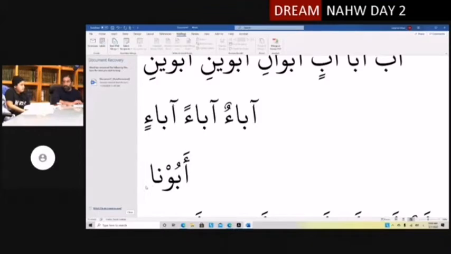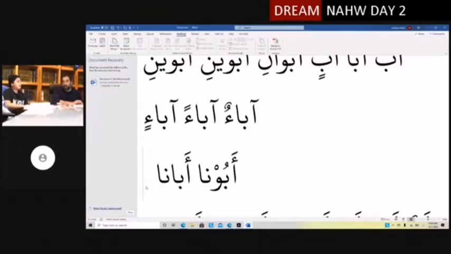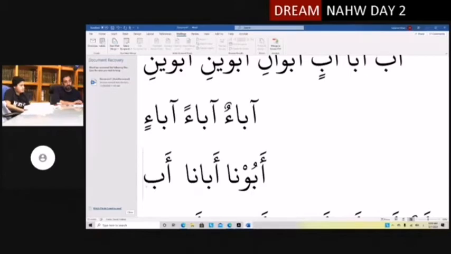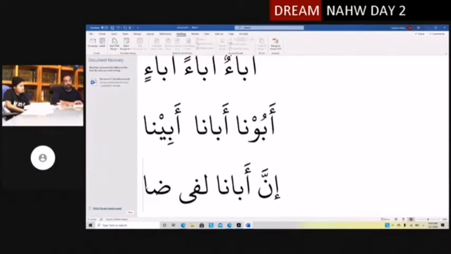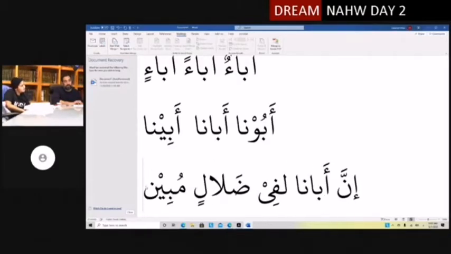If I said our father, Abuna, our nahnu becomes na. Abuna, our father. What's the nasab way of saying our father? When you make it nasab, Abu becomes what? What's the nasab version of Abu? Aba. Good. So what's it going to be? Abana. And then what's the jar version going to be? Abina. I'm almost done giving my lectures on Surah Yusuf, and in Surah Yusuf, you find "Inna Abana lafi dalalim mubin."